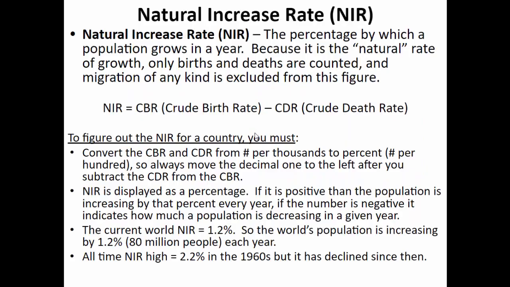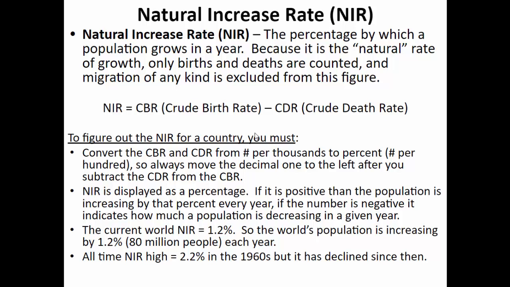All right, so why do we figure birth rate and death rate? Because it tells us this. Again, the NIR or the RNI. It's the percentage by which a population grows in a year. It's the natural rate of growth, so only births and deaths, no migration is included here. And how do you figure out the NIR? Well, it's pretty simple. You subtract the CDR from the CBR. You subtract the crude death rate from your crude birth rate number.